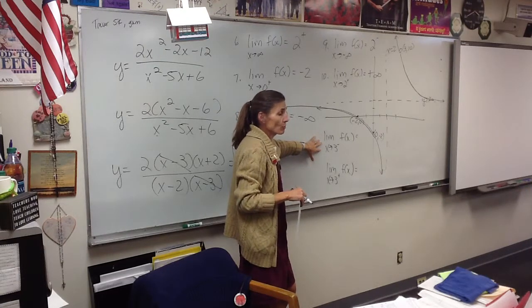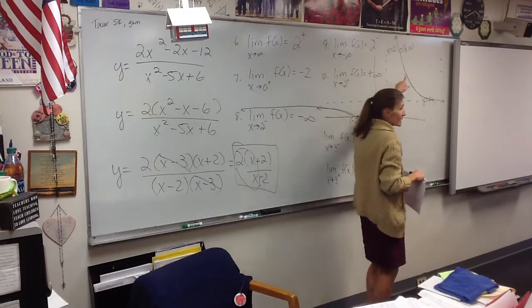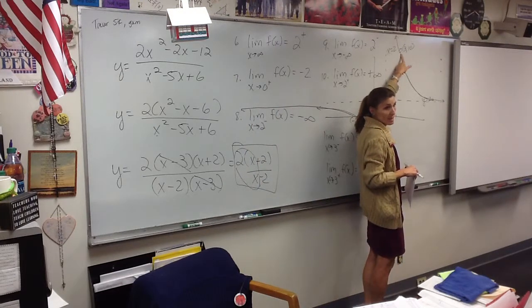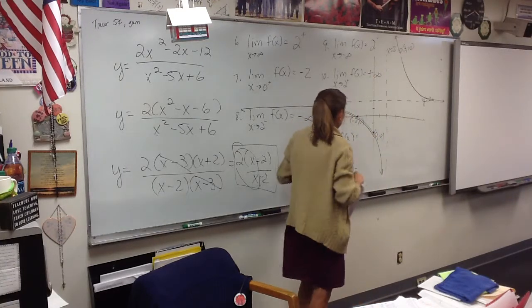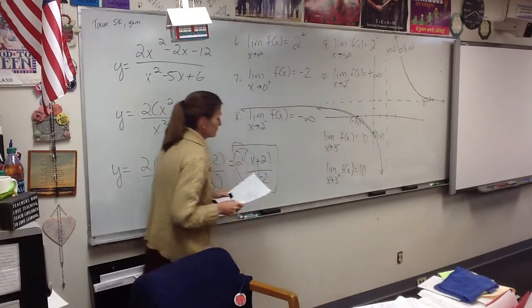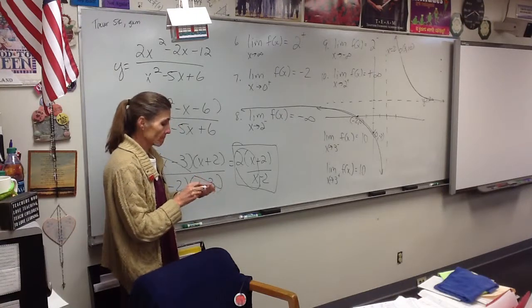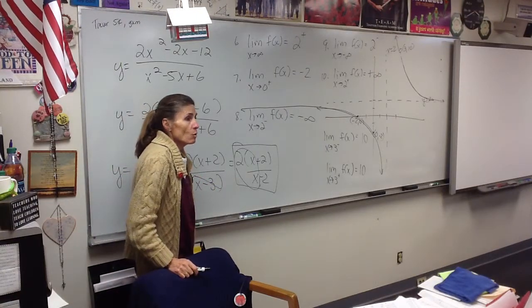Now I want to go to 3. Wait a minute. 3 is not an asymptote. 3 is a dot. It's an open dot, but it's still a dot. What's the y coordinate? If x is 3, y is? Any question about that?